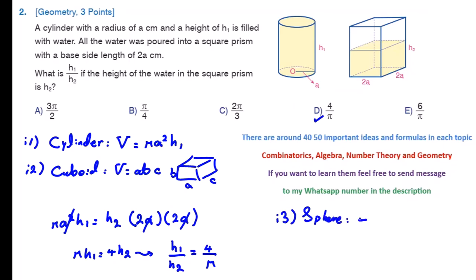If you want to learn other volumes, for example the sphere, the volume is 4 over 3 pi r cubed. And for the sphere, the area equals 4 pi r squared.